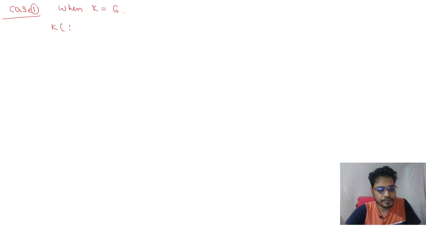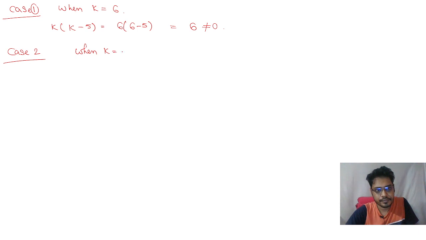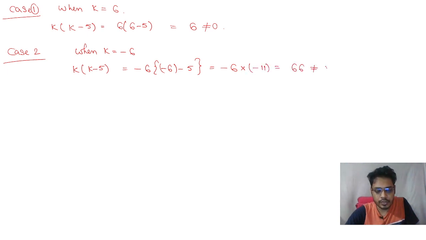So first case number 1, when k is plus 6. In this case k into k minus 5 will be equal to 6 into 6 minus 5. That means 6 into 1, that is 6, and it is not equal to 0. And case number 2, when k is minus 6, then k into k minus 5 will be minus 6 into minus 6 minus 5. It will be minus 6 multiplied by minus 11, that is 66. It is also not equal to 0.